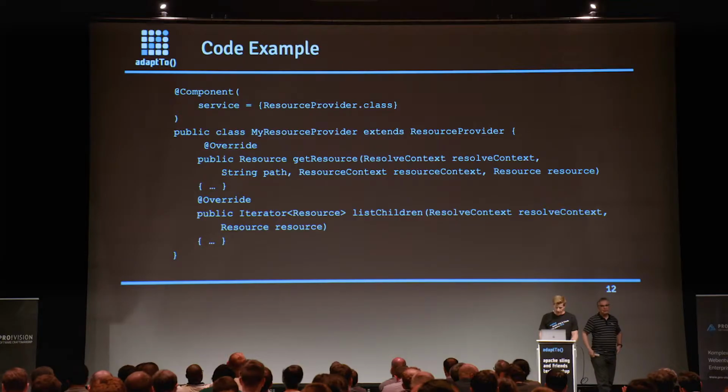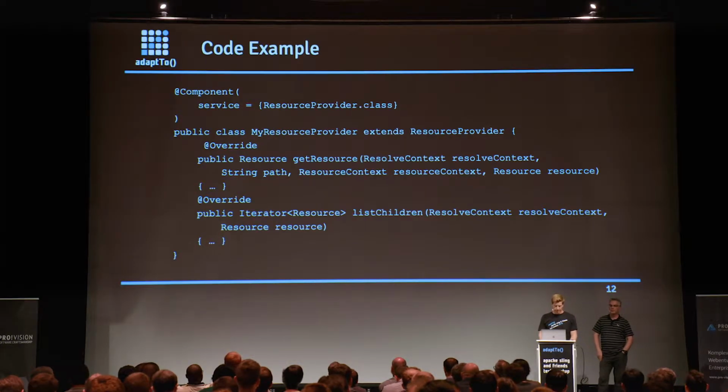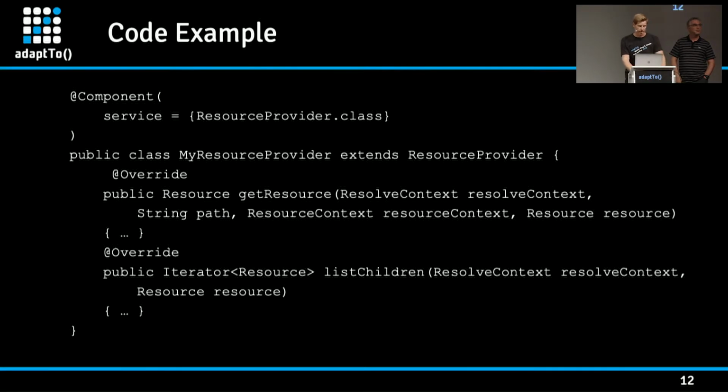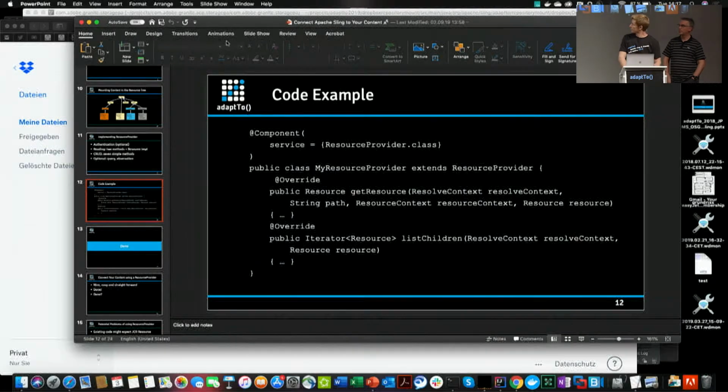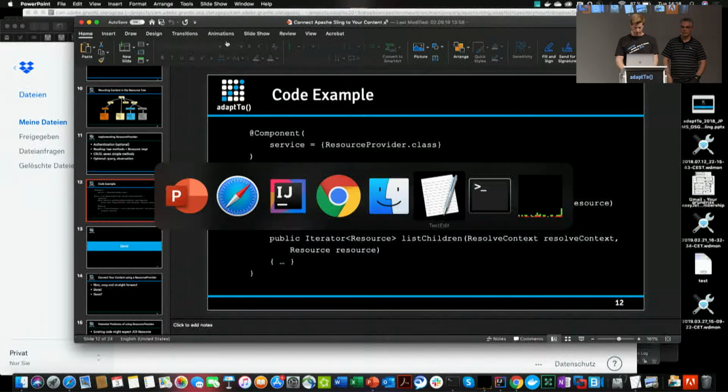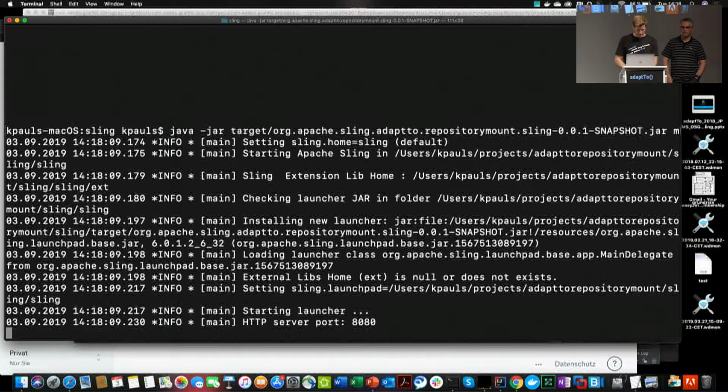Right. So that's just the minimum, as Carsten said. All we need is to implement two methods: get resource and list children for resource, and register that thing as a resource provider. And again, it's a subclass, not an interface, but it gives you additional things that are already implemented. Exactly. We have some example code which I will make available in a little bit, but let me start the demo server already in the background.